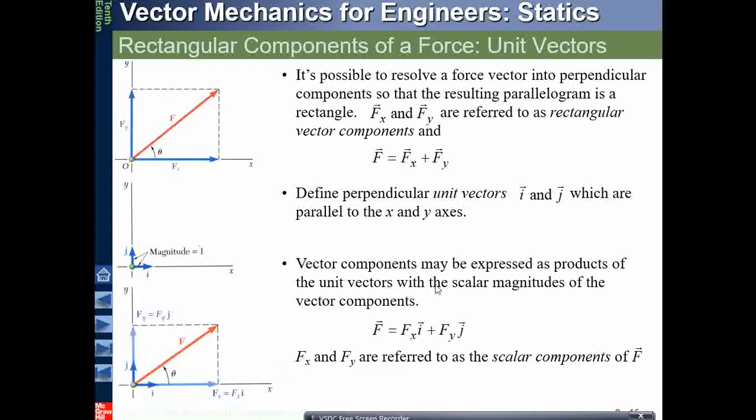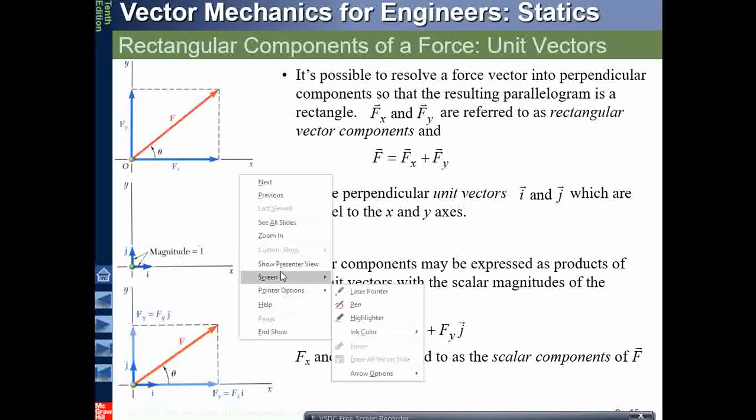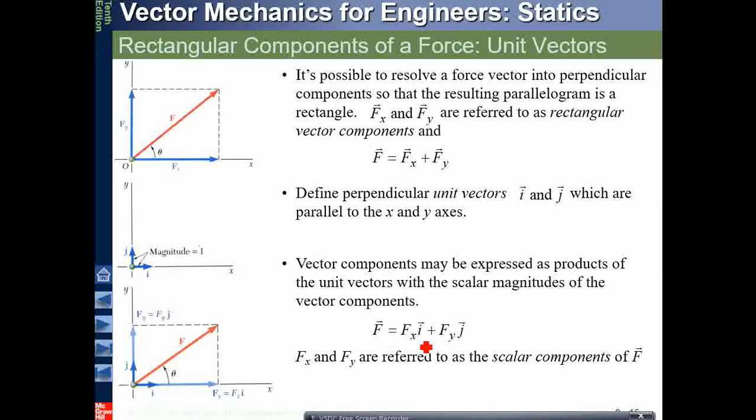In this case, the vector component as a whole may be expressed as the product of the unit vector with the scalar magnitude of the vector component. As I said, Fx here is a magnitude and i is a unit vector. So together they form a vector Fx. Further, we have Fy, which is a magnitude along the y direction, and j as a unit vector. So together they form a vector. I hope you are understanding these components.